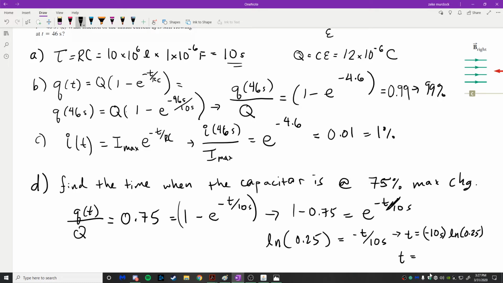So I got like 13.9 seconds. This would be the time when the capacitor is at 75% of the maximum charge. A little bit more than 10 seconds, because 10 seconds represents the time that it's going to take to get to 63%. Okay, that's an example of a problem you can solve with this stuff. Do you guys have any questions?